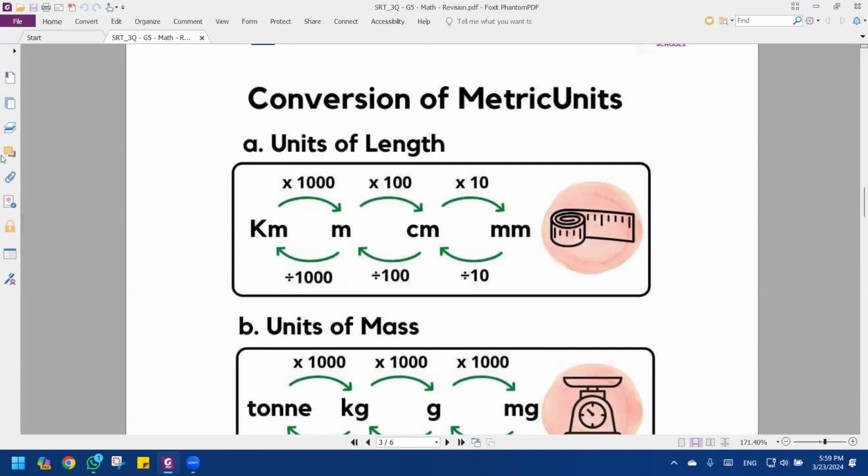Kilometers. Now I told you the easiest way to memorize it, we write them in order: kilometer, meters, centimeter, millimeters. Then it's 1,000, 100, 10. When we go back, it's division. So from bigger unit to smaller unit, we multiply, but the opposite way, vice versa. From smaller unit to bigger unit, we divide. So we should memorize it like this: 1,000, 100, 10.